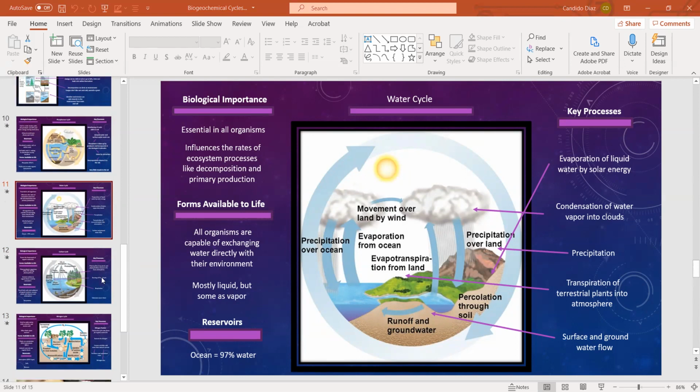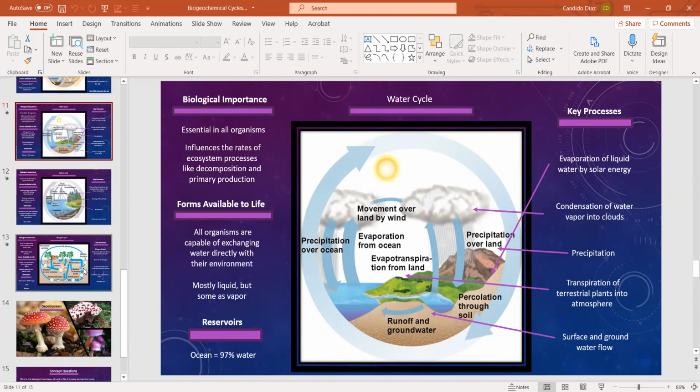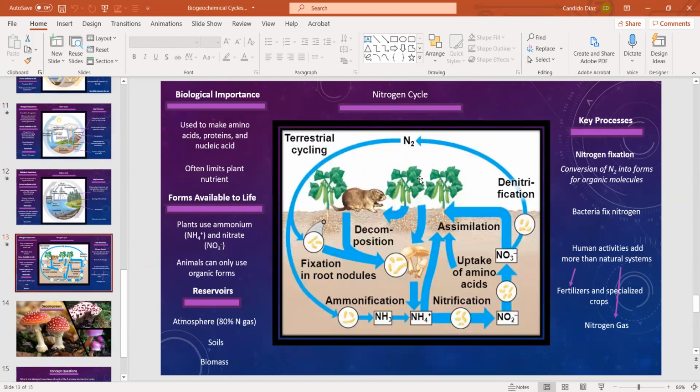So in environments for the most part, nitrogen is the primary thing that limits plant growth, the availability of enough nitrogen in the soil to continuously grow.